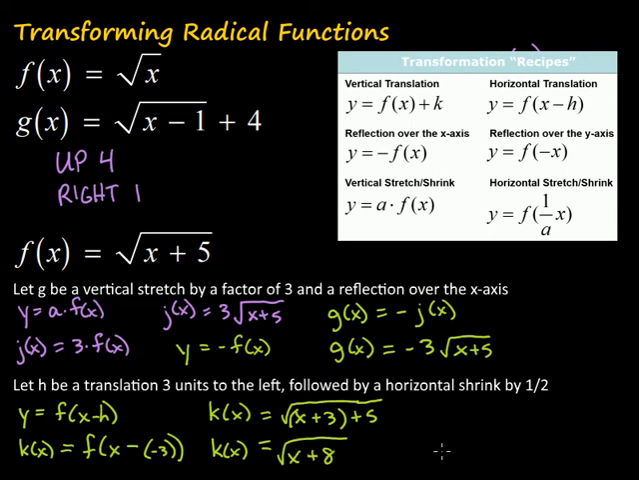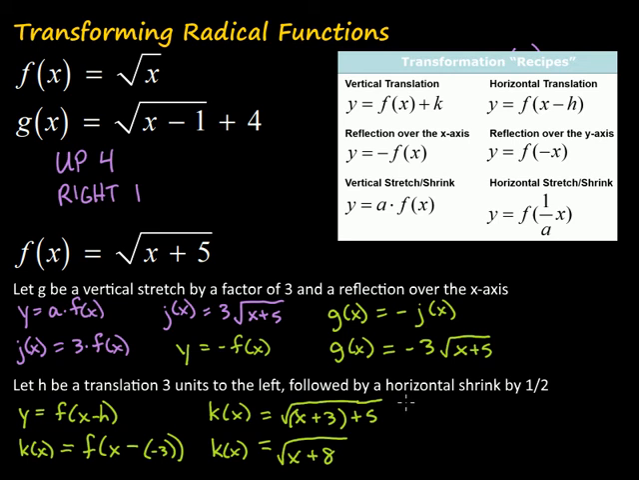Then we've got a horizontal shrink by a factor of 1/2. Now, depending on the source, sometimes they'll just show this as a times x, but I like to look at it this way because it's really the reciprocal of whatever that is. So this is actually my stretch or shrink down here. So if I put a horizontal shrink by a half, what I'm going to do is I'm going to take that a and drop it in on the bottom there. So the 1/2, it's going to be 1 divided by 1/2, which would be 2.